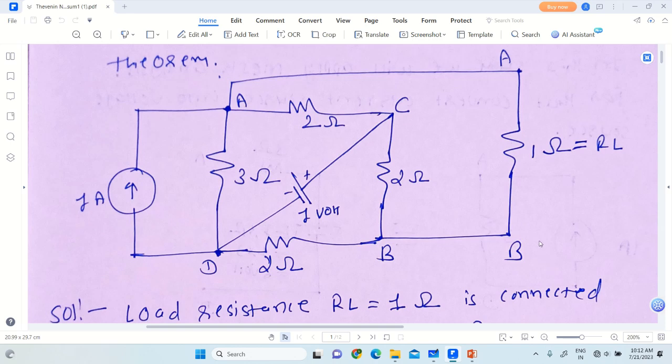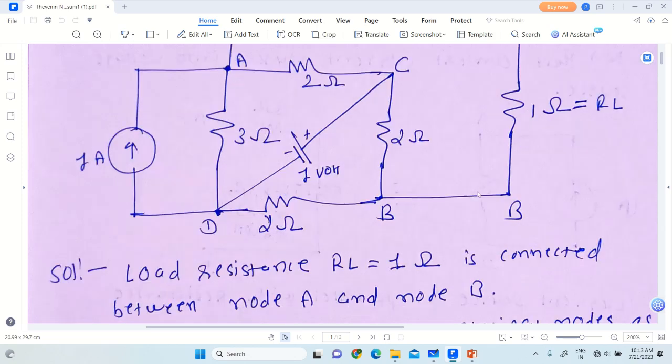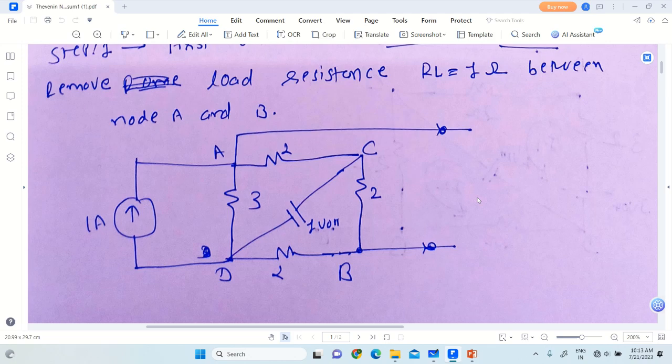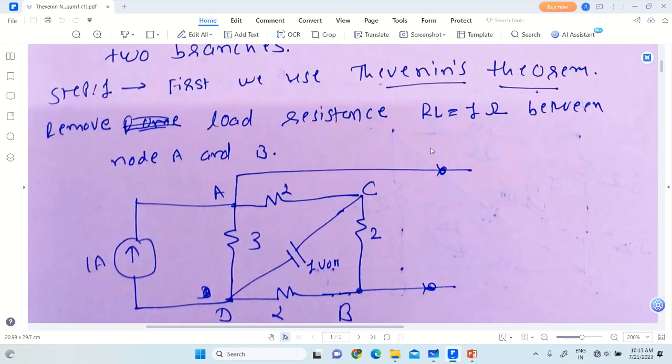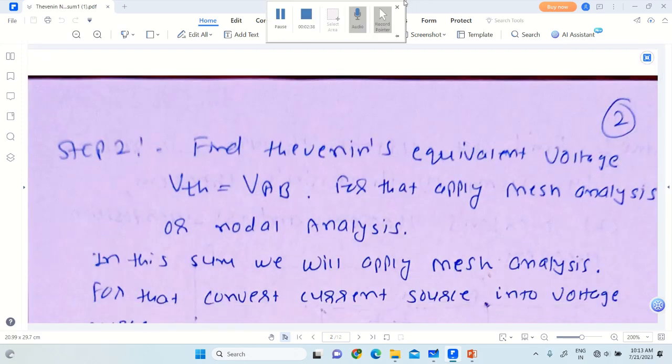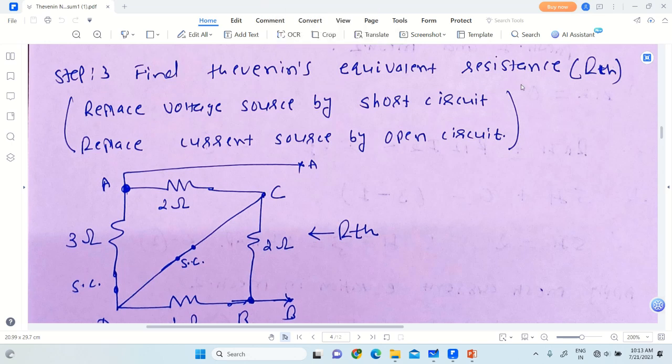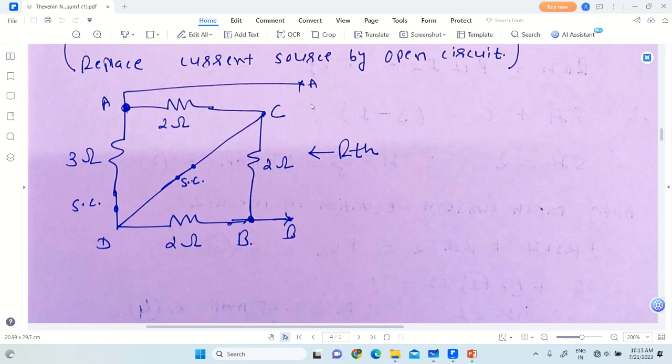In the first lecture, while using Thevenin's theorem, we had obtained the Thevenin's equivalent resistance, and that is equal to the Norton's equivalent resistance. So there is no need to find again the Norton's equivalent resistance seen between node A and B. Recall that in the first lecture we had obtained Thevenin's equivalent resistance RTH. We had removed the load resistance between node A and B.